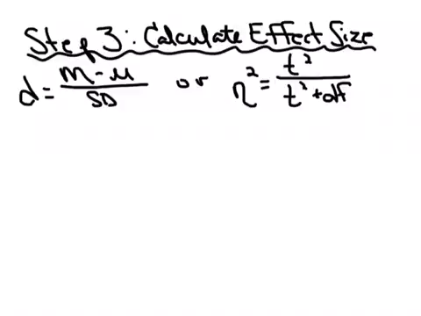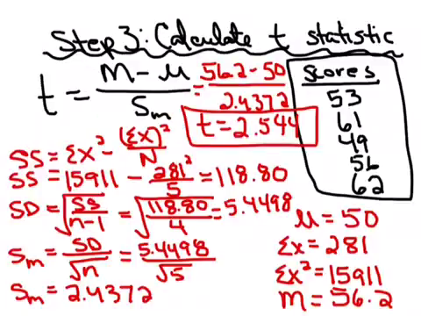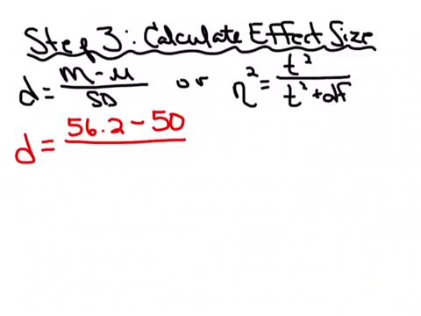So if you remember, our sample mean was 56.2, our population mean is 50, and we're going to divide that by the standard deviation, not the standard error. So the standard deviation, if you recall, look here. Here we have the standard deviation 5.4498. So we're going to plug in 5.4498.